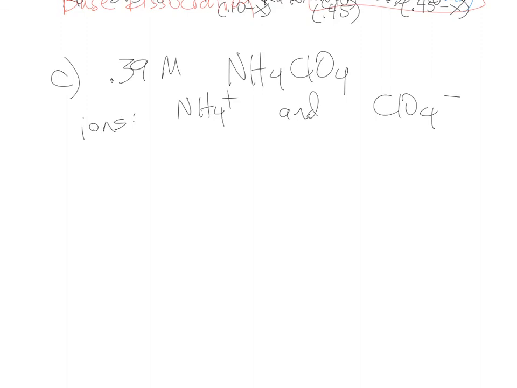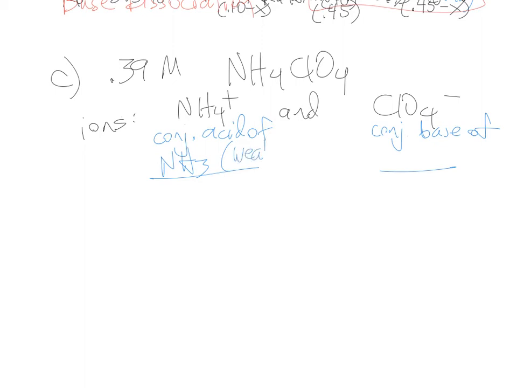This time, the positive ion does have a proton in it, so we can think of its conjugate. So the positive ion is the conjugate acid of something. The negative ion would be the conjugate base of something. We'll list both those things and determine whether those things are strong or weak. So if NH4 is the conjugate acid of something, mentally I'm subtracting an H from its formula to give NH3. NH3 is the classic weak base.